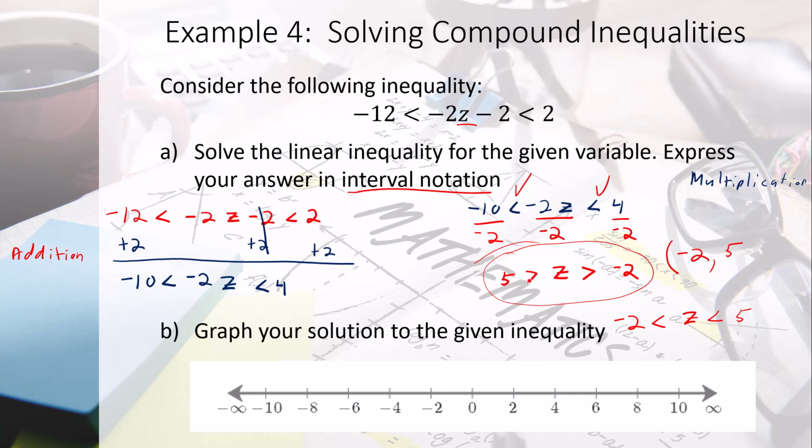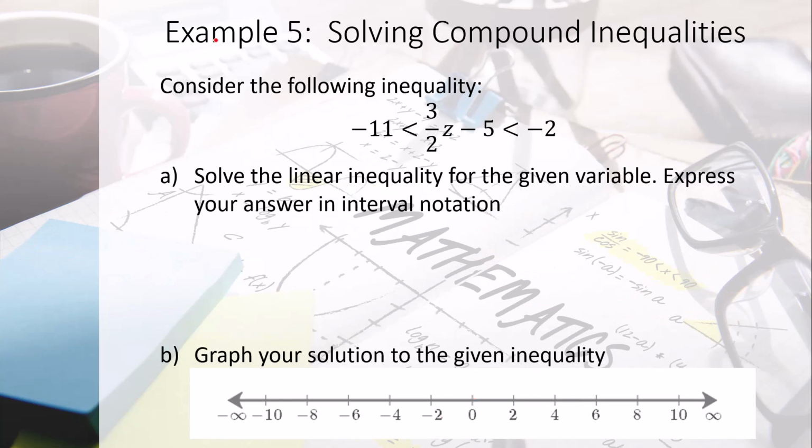Once again, since we have a strict inequality, we have a parenthesis, and that is the answer in interval notation. Now the next part is to graph the solution. Of course, that is pretty straightforward given that we have this interval notation. We're going to start at negative 2, and you go all the way up in a straight line to 5 right there. Since we have a parenthesis by the negative 2, we have a parenthesis here. Since we have a parenthesis by the 5, we have a parenthesis here.